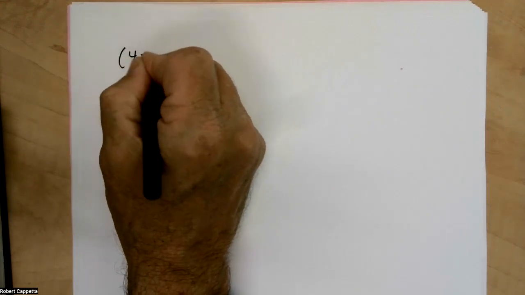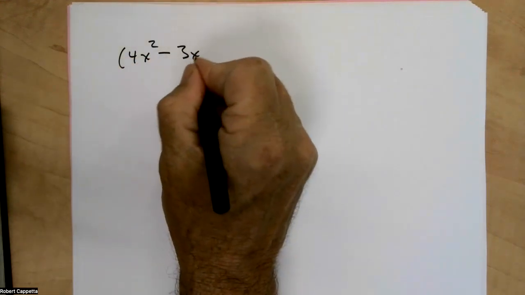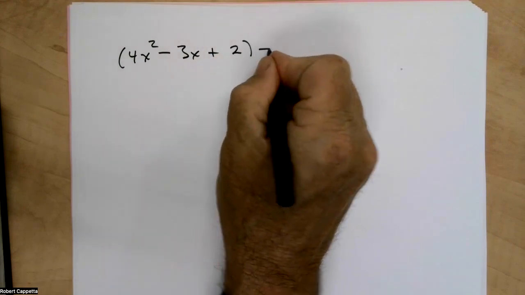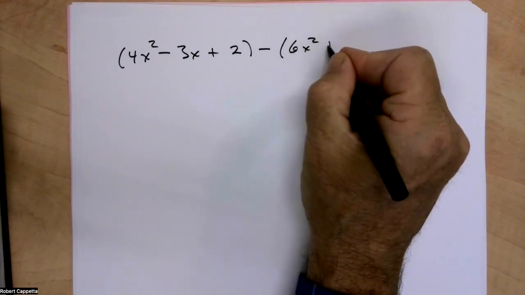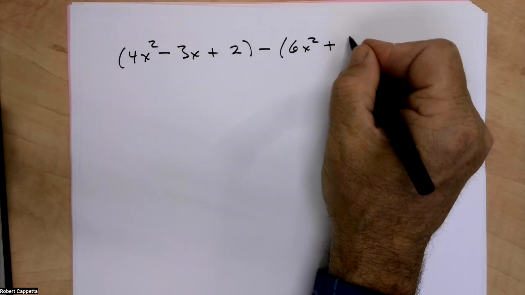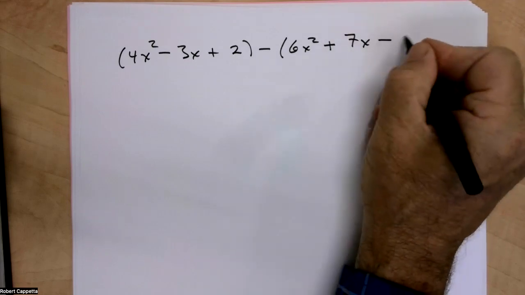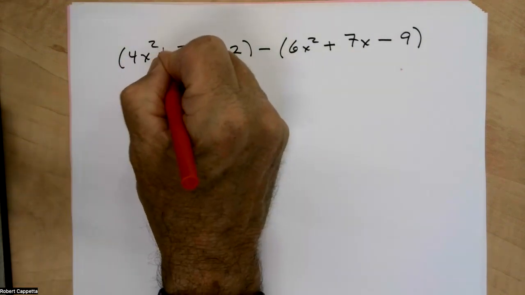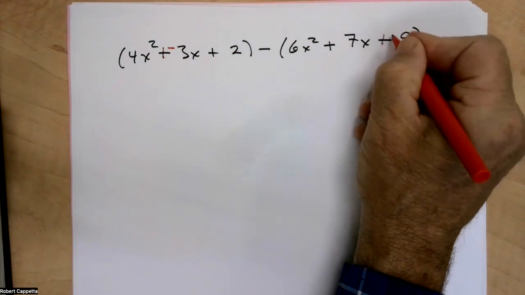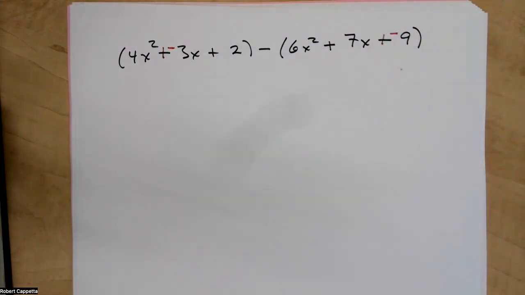Now, what if we're subtracting polynomials that look like this? So again, let's look at descending powers, and we're going to subtract. So if I have 4x squared minus 3x plus 2 minus 6x squared plus 7x minus 9. So now we're subtracting polynomials. This gets a little bit trickier. Okay, step one, I'm going to change the minuses to plus negative. So this will be a plus negative here, and this will be a plus negative here. And then I also have a minus here.